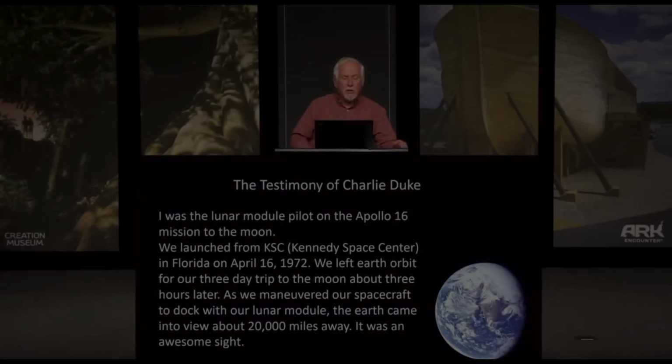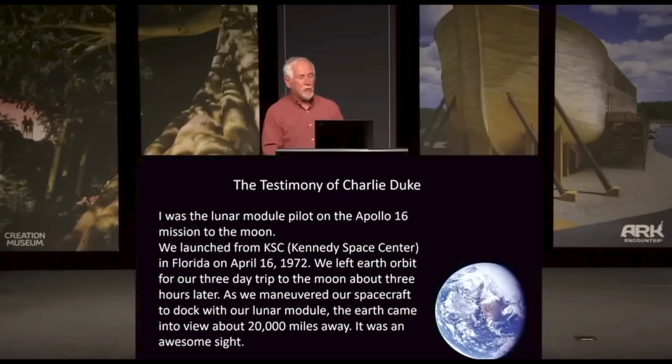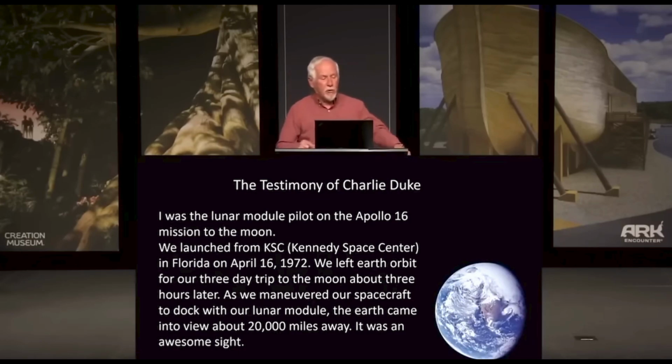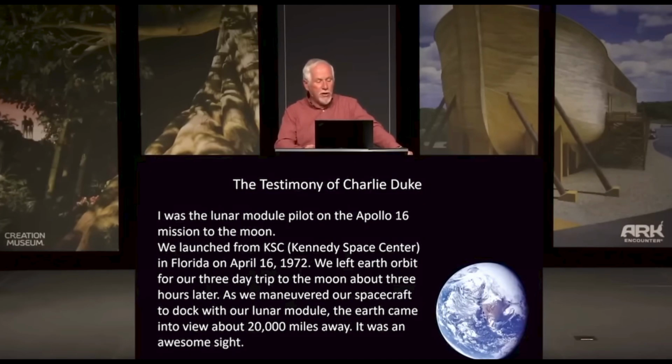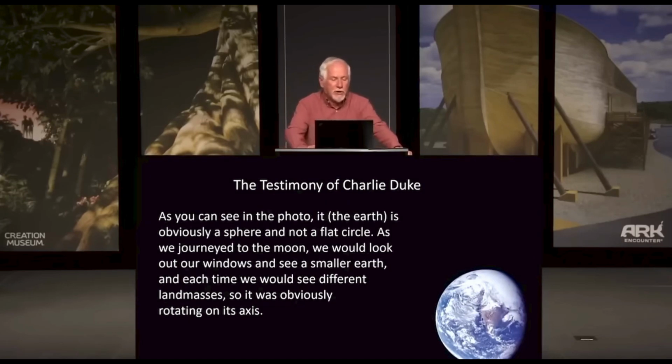I was a lunar module pilot of the Apollo 16 mission to the moon. We launched from the Kennedy Space Center in Florida on April 16, 1972. We left Earth orbit for our 3-day trip to the moon about 3 hours later. As we maneuvered our spacecraft to dock with our lunar module, the Earth came into view about 20,000 miles away. It was an awesome sight. As you can see in the photo, the Earth is obviously a sphere and not a flat circle. As we journeyed to the moon, we could look out our windows and see a smaller Earth, and each time we would see different land masses, so it was obviously rotating on its axis.